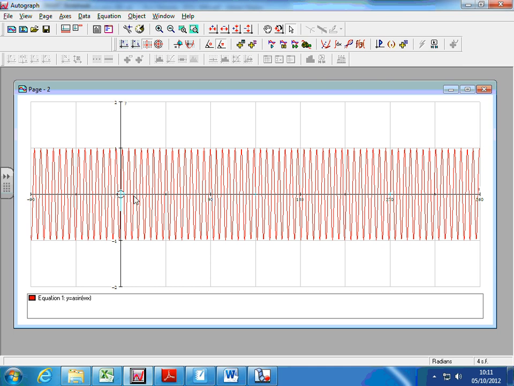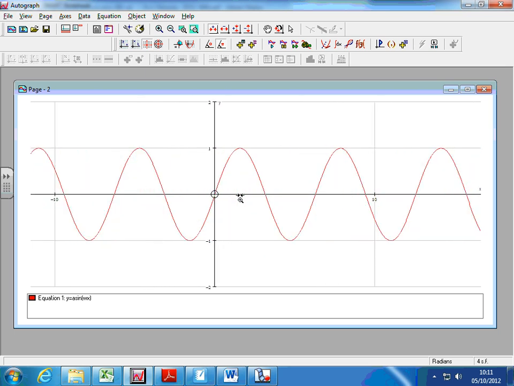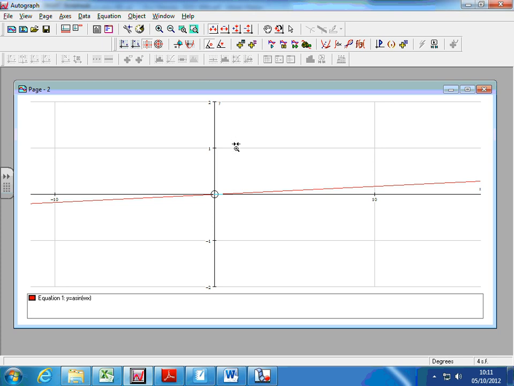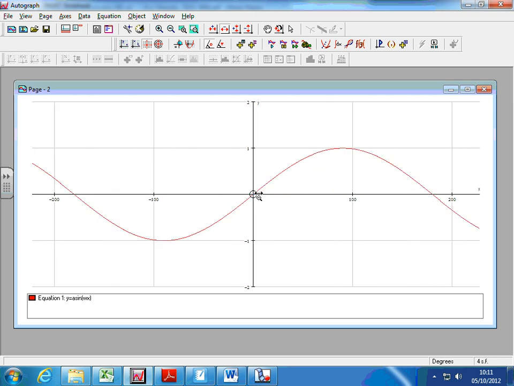To be able to zoom in on one part of it, or one cycle, I would need to zoom in on the x-axis. So I stretch out this wave, and then I can start to see what one wave looks like. Again, if I were to go back to degrees, now it's far too big, so I need to zoom out on the x-axis to be able to get the thing back in so I can see it.